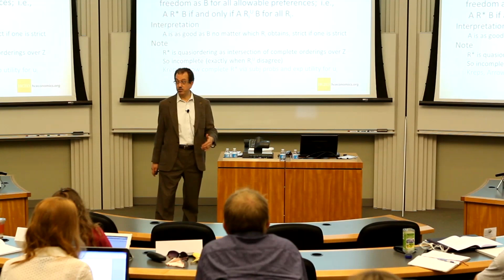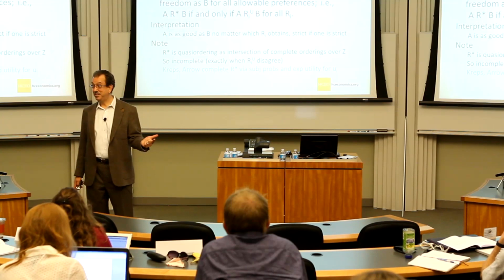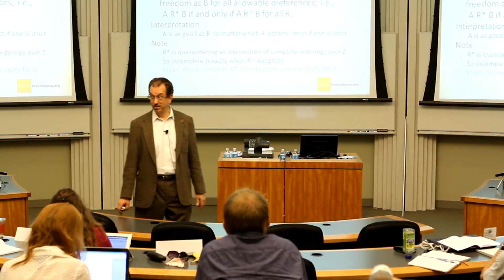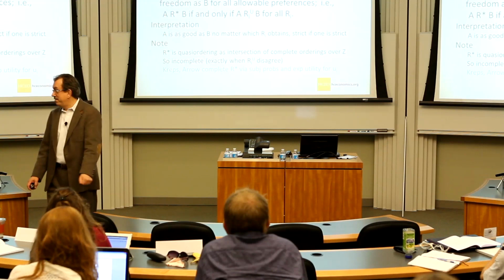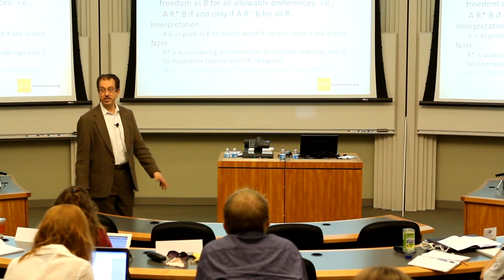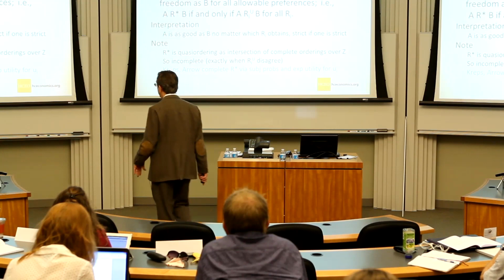It turns out if you have an option which is dominating what was previously best for at least one preference, then you get more freedom on a strict level. When don't you get any more freedom? Well, if you have an option which is not anywhere near the top for any of the preferences, then throwing that option in does nothing. Okay? So that's the intuition. A is as good as B, no matter which R I obtain, strict if one is strict.